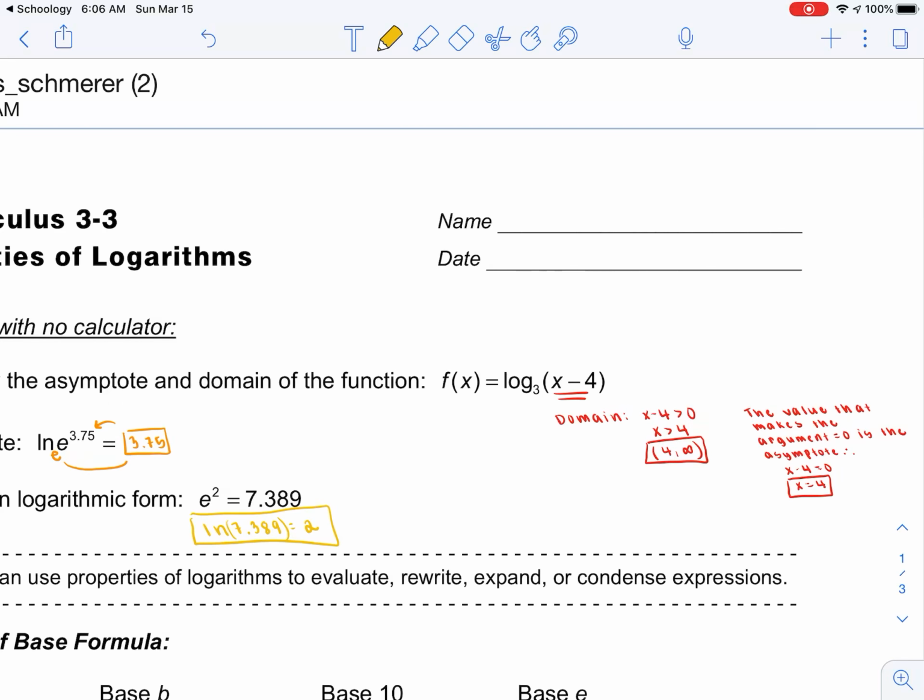Notice in the first case, B can be any number. Here we're being specific and it's base 10. You can also change it to base E. Remember, base E is the natural log function. This is all equivalent to the natural log x over the natural log A. So with this change of base formula, you can change a base to any number you want. You just have to make sure you put the argument on top and then the original base on the bottom.